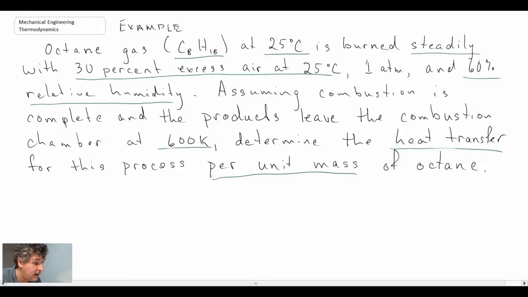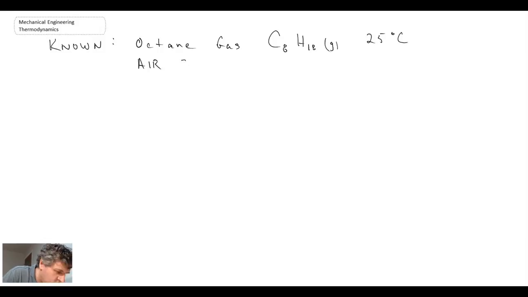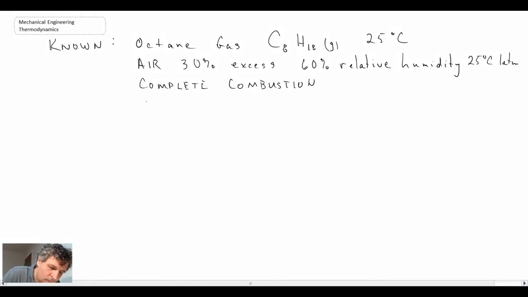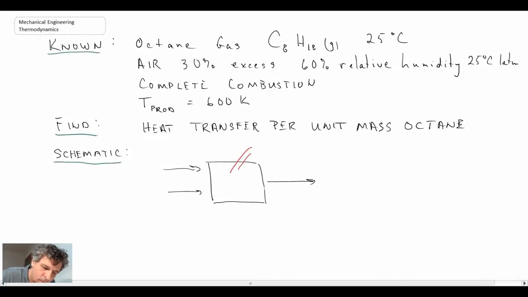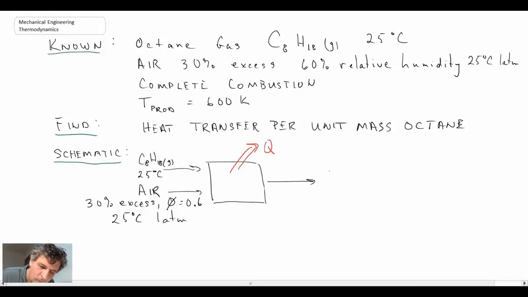What I'll begin by doing is writing out what we know, what we're looking for, as well as a schematic. So there is what we know and what we're trying to find. We're trying to find Q, and we have our reactants coming in and our products leaving. We don't know what the products are yet. We will get that by doing the stoichiometric analysis. So let's proceed solving the problem now. The first place to start is the chemical balance with the stoichiometry. Then we'll proceed to excess air, then the moisture, and then the first law formulation.